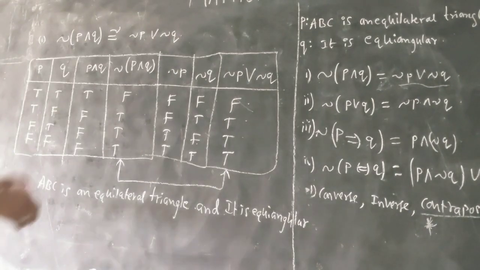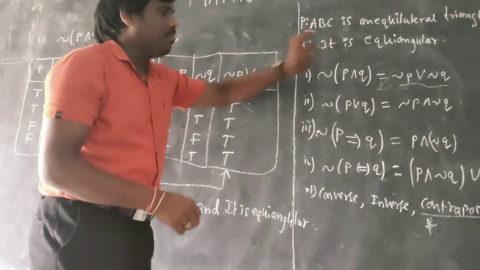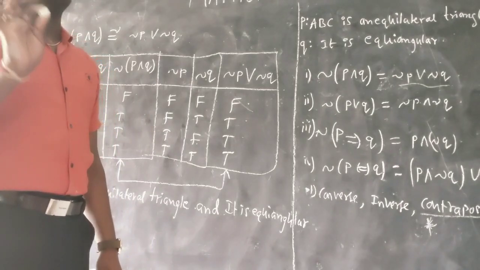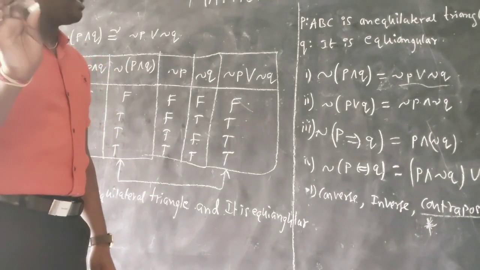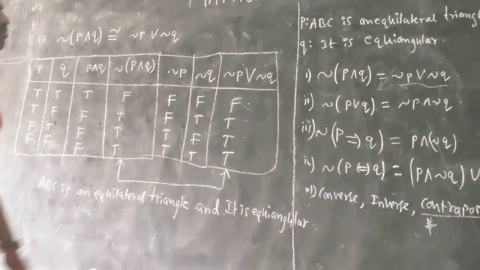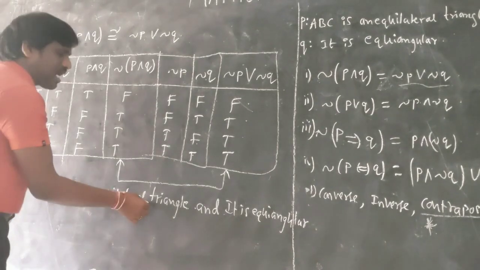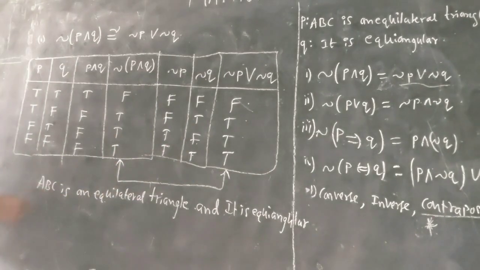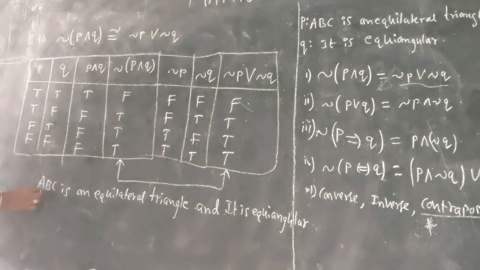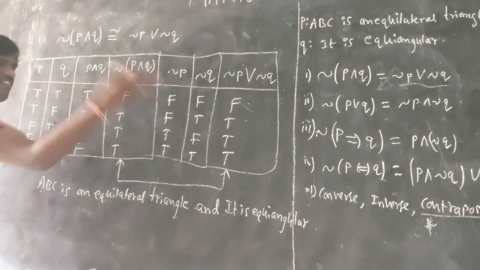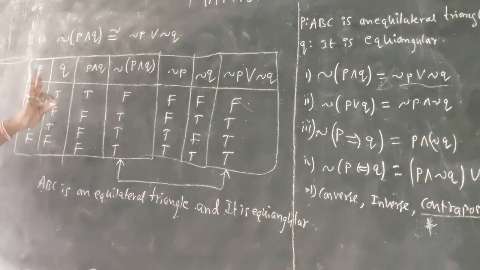What I wrote here, you should remember these properties. Negation of P and Q gives you negation P or negation Q. This is called De Morgan's law. I'll explain it when I explain all the laws. According to De Morgan's law, negation P or negation Q. So in the compound statement, the part before the 'and' is one statement, and the part after is another statement. So you understand the two statements. Now I write negation P or negation Q.